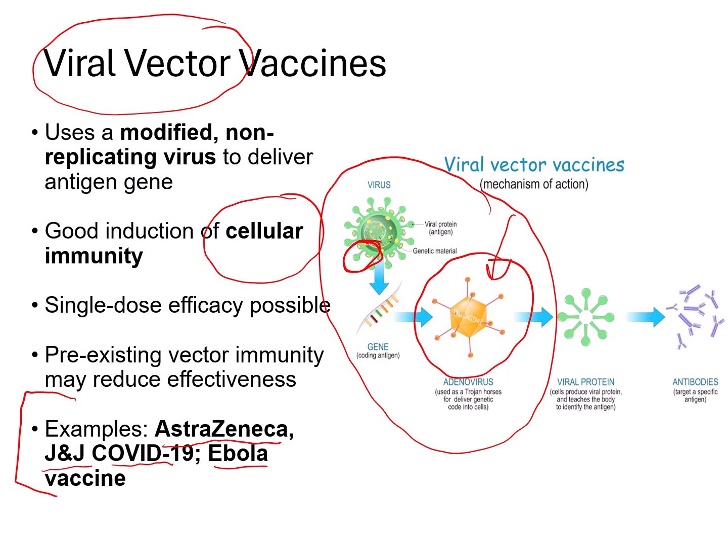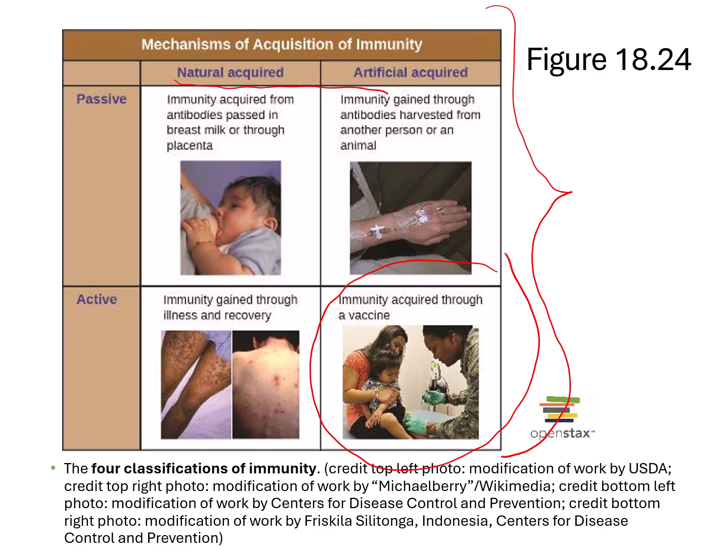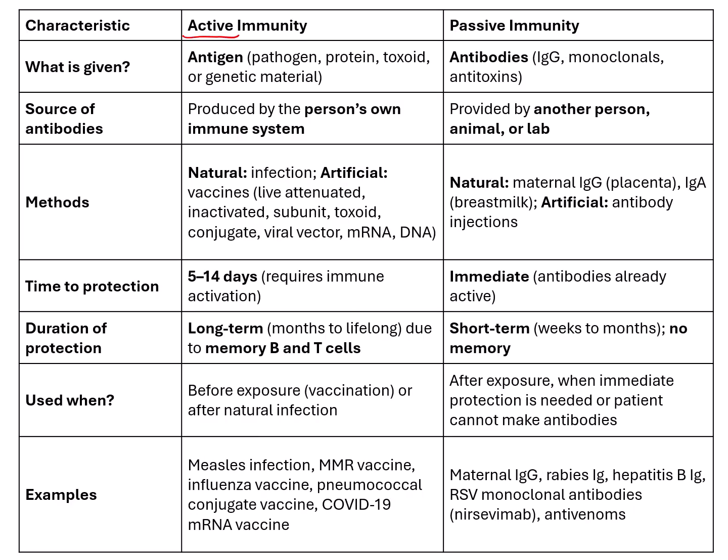All right, now that we've talked about all the different types of vaccines, I wanted to go back to this chart and talk more about the differences between active and passive immunity. So here we have active and passive immunity. In active immunity, you're given the antigen and you're going to make your own antibodies against that antigen. Whereas in passive immunity, you're given antibodies from someone else. In each case, there are natural and artificial types of immunity.